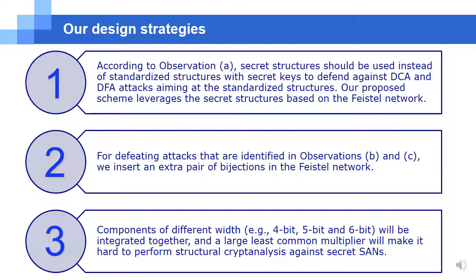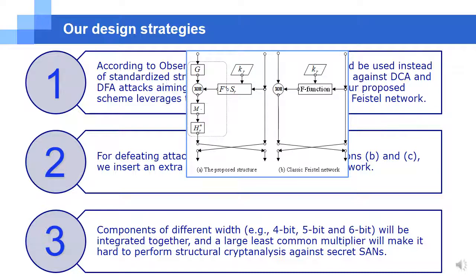Strategy 2. For defeating attacks that are identified in observations B and C, we insert an extra pair of bijections in the physical network. As we see in this figure, it illustrates the differences between the proposed scheme and the classical physical network.